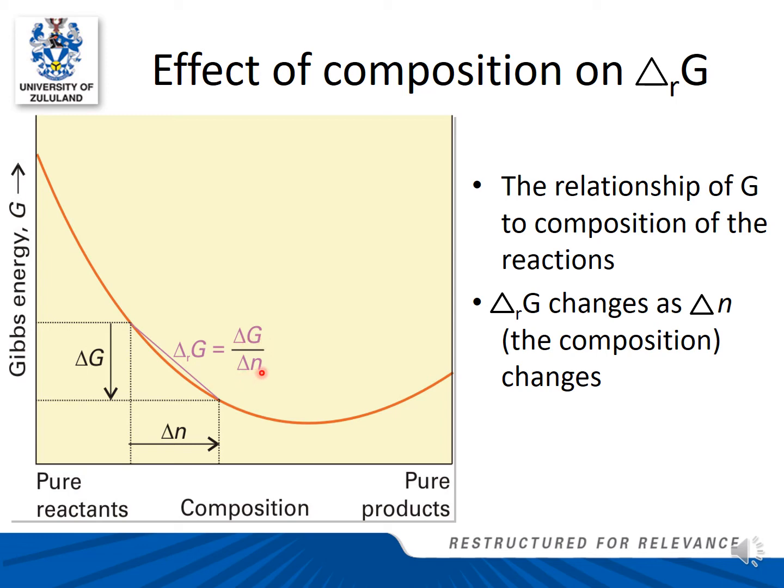But for us to use this equation, it simply means that we need to have a graph, and from our graph we're going to take two values of G, and we also need to know what our reactants are. If we know our reactants, we can use this equation to calculate.